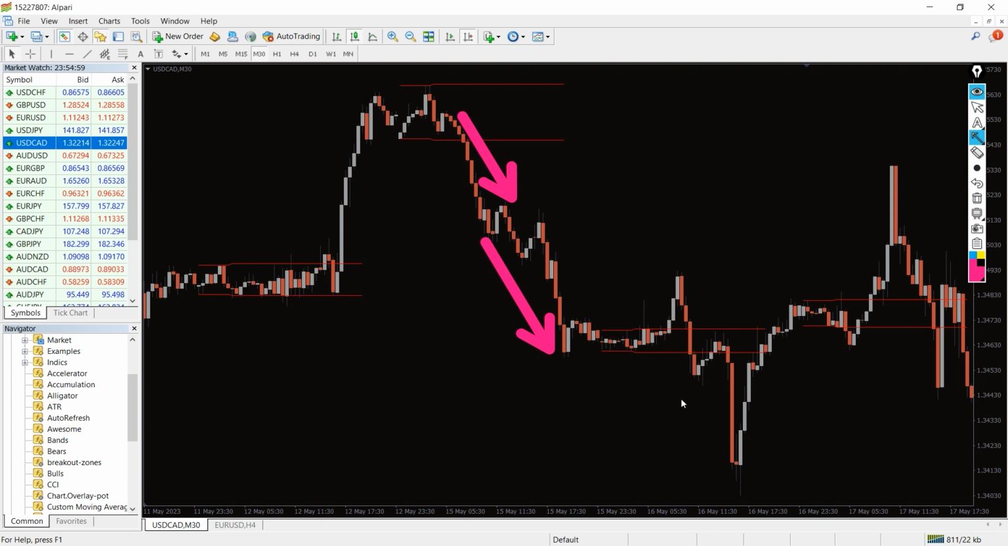To summarize, the trading results of the Breakout Zones indicator for MT4 mostly depend on the trader's ability to identify and confirm the breakout using sound technical strategies and price action. Additionally, you should note that increased trade volumes mostly accompany breakouts.